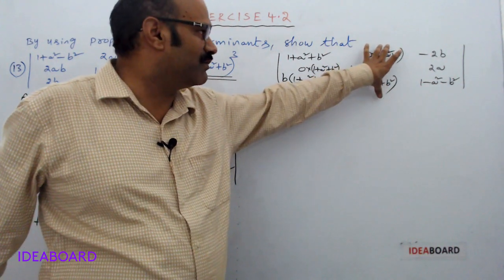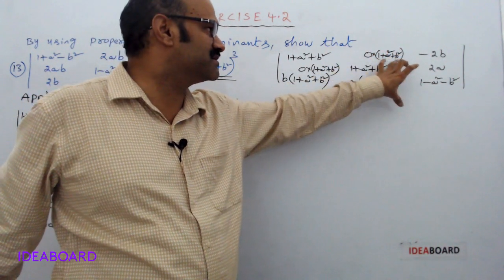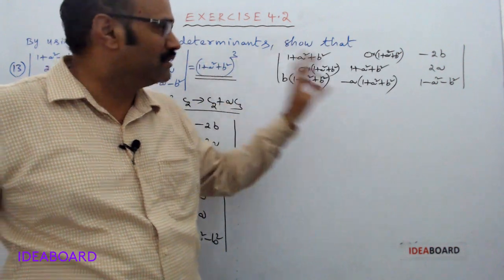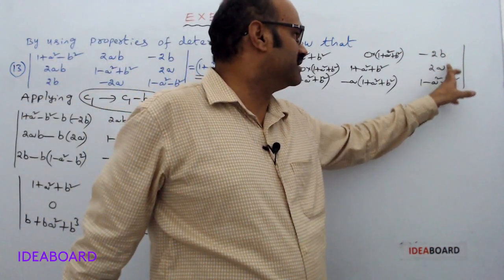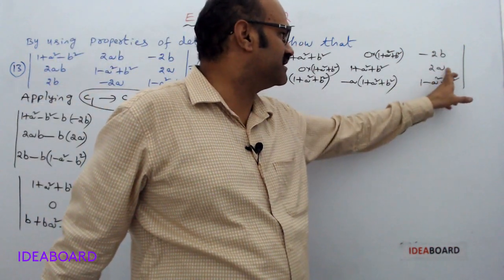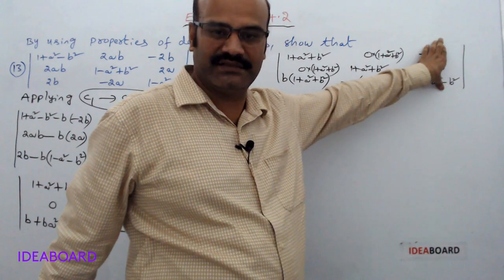So let us take common factor 1 plus a square plus b square from c2. Now come to c3. Is there any common factor in c3? There is no common factor in c3.